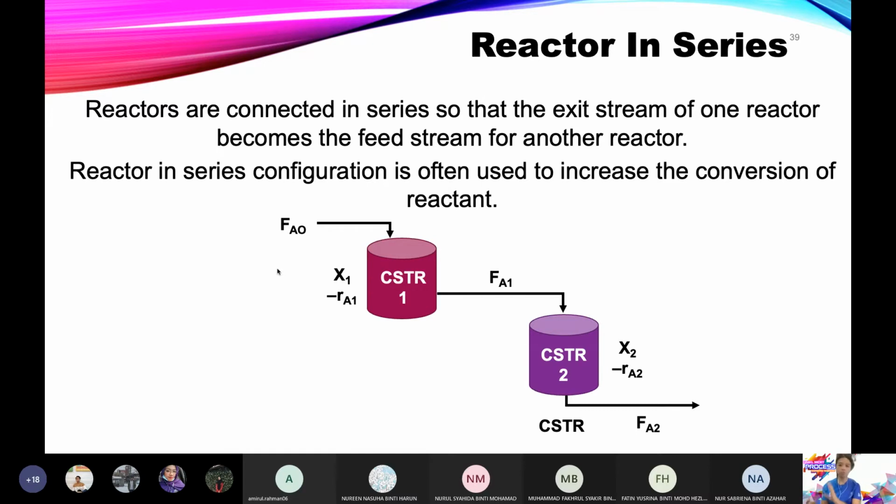Naturally, FA2 is smaller than FA1. Because say FA1 was originally 100 mol per second of A. After the first reactor, say 80 mol per second of A remain. Entering the second reactor, FA2 is 60 mol per second, and so on and so forth. So FA1 is smaller than FA0, FA2 is smaller than FA1, because as it goes through the reactors, it will be converted and consumed.